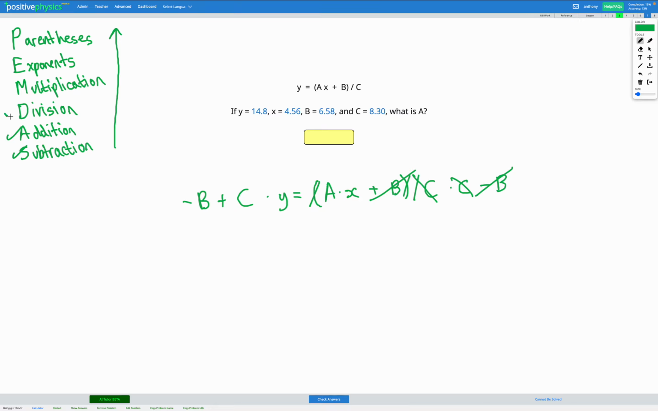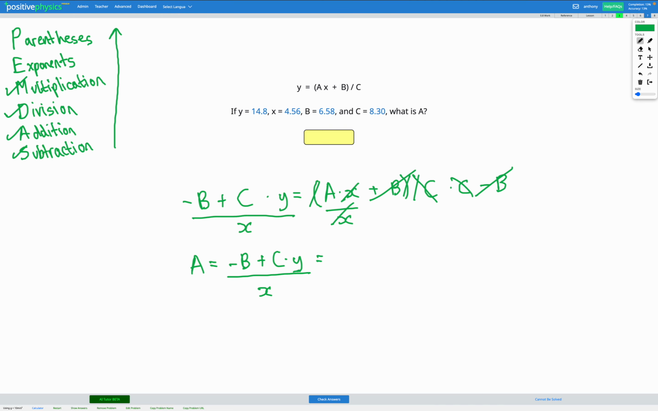I don't have any division on the right-hand side, so I'm dealing with the multiplication now. So I'm going to do the opposite of multiplying by x, which is dividing by x. Remember, we have to do everything that we do to both sides. So my x's are going to cancel out on the right, and I'm left with just a. So that gives me a is equal to negative b plus c, multiplied by y, divided by x.